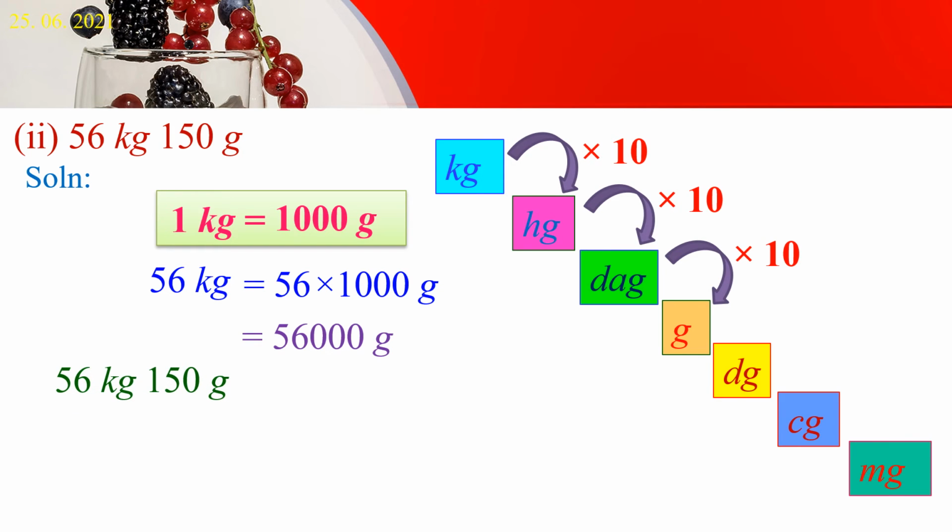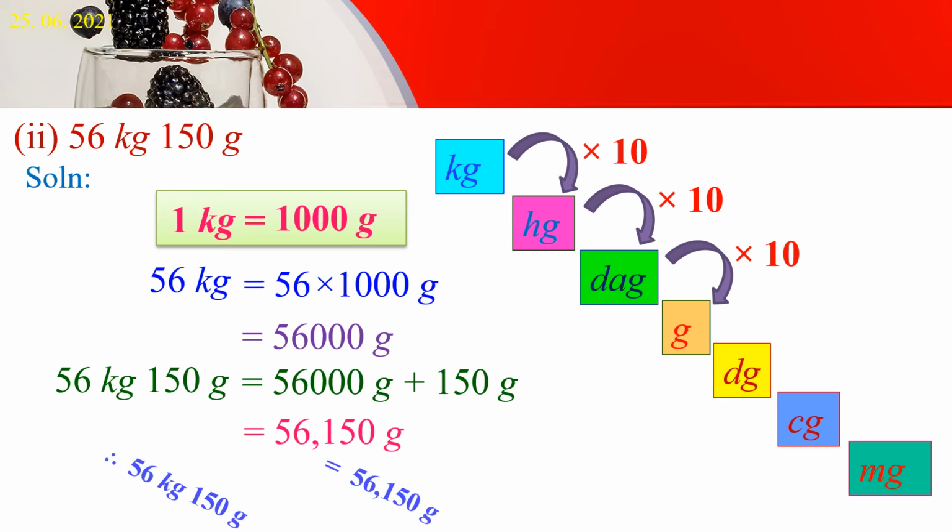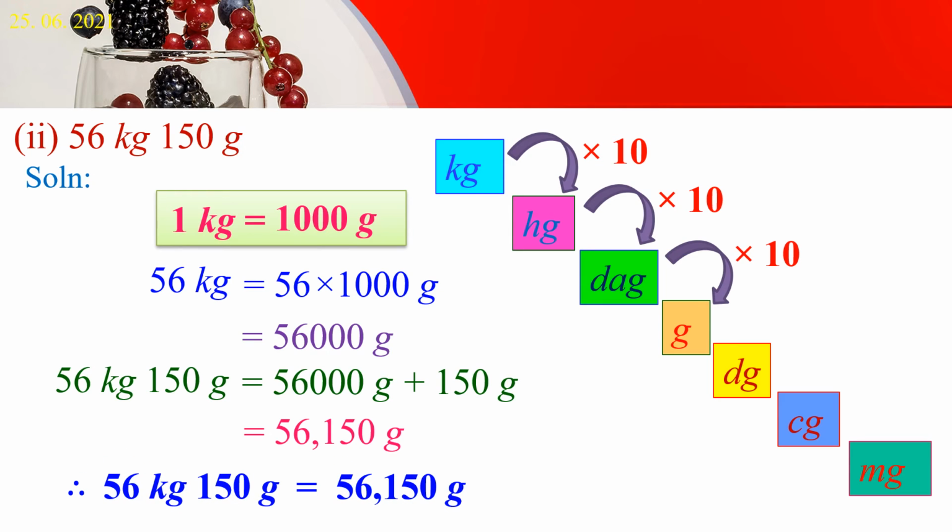Now we have to add 56,000 gram with 150 gram to get the solution. 56,000 gram is taken instead of 56 kilogram, and 150 gram is already in gram, so we need not convert. Adding these two, we get 56,150 gram. Therefore, the solution for this sum is 56 kilogram 150 gram is equal to 56,150 gram.